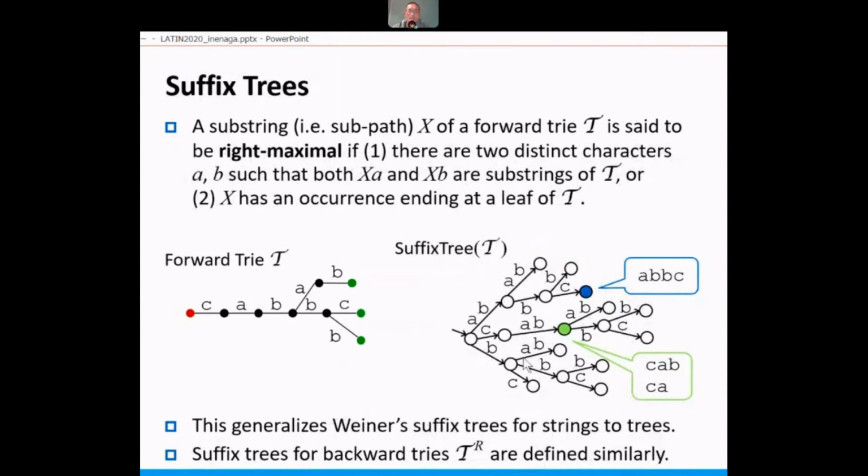So suffix trees are basically a symmetric data structure to DAWGs. These are defined based on right maximal substrings in the trie. And it generalizes Weiner's suffix trees for strings to trees. And the suffix trees for backward tries are also defined in a similar way.